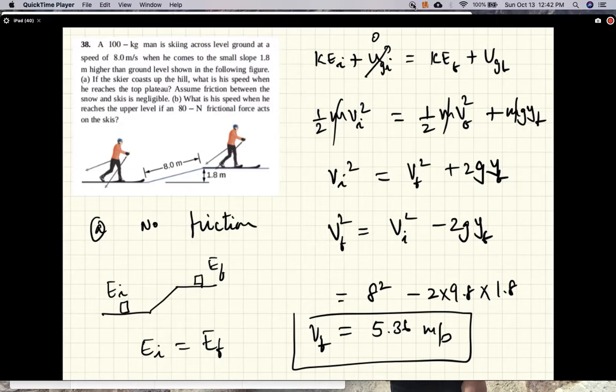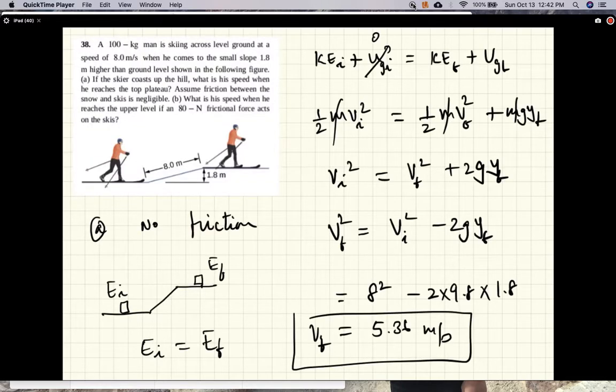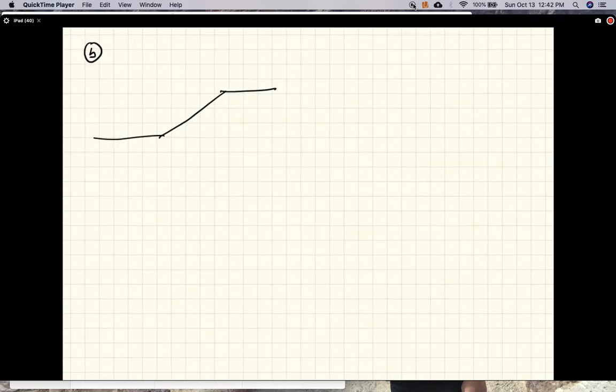Alright, part B, now we have to put in friction. Okay, part B now. They give you the friction force is 80 newtons and this distance is 8 meters. So when he's going up the slope, there's the friction force and there's the displacement.